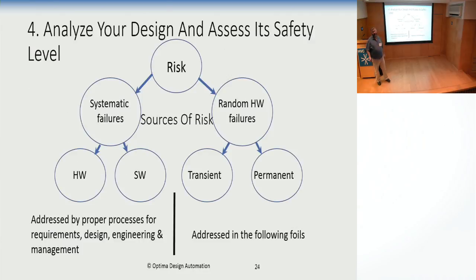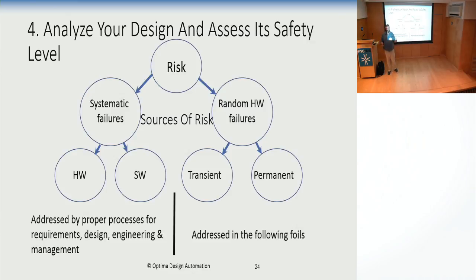And finally, you need to start thinking, okay, so I identified all the hazards. I specified all the needed goals. I put in all the safety mechanisms that I could think of. Now, bottom line, what do I have? Is it safe enough or not? How can I tell? So basically, risk is derived, as I mentioned before, from two big areas. One is systemic and one is random.